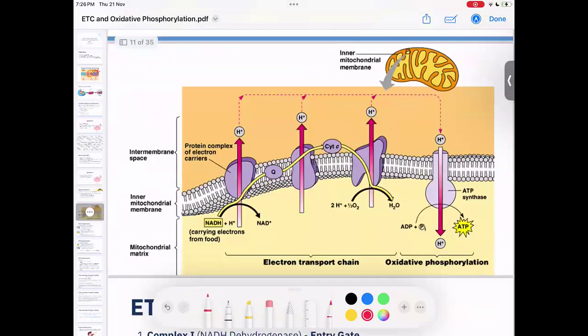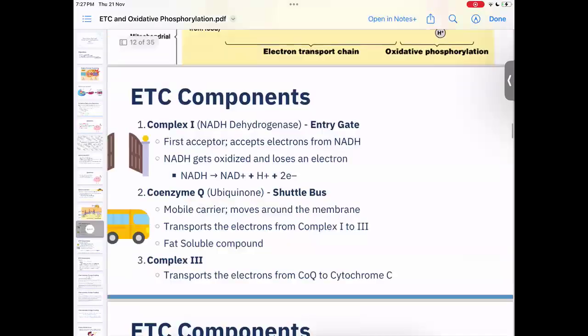Now we come to our very important diagram. But before I come to this, I just want to quickly go over each complex that we have. In this diagram, we're talking about the electron transport chain, okay? So we have complex 1, coenzyme Q, complex 3, and then cytochrome C, and then complex 4. These are the components of this chain. And then finally here, I have ATP synthase, which is also a very important part of this. Now let's talk about them first, and then we can come back to this diagram and discuss how the process happens.